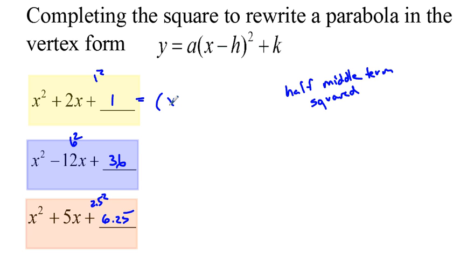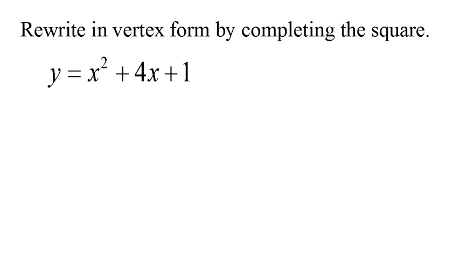So this one becomes x plus 1 squared. It's a 1 here because 1 is half of 2 and the square root of 1. This one is x minus 6 squared, a negative 6 because that's half of negative 12, and 6 is the square root of 36. And here this one is x plus 2.5 squared. All right, so now we're ready to tackle a problem.